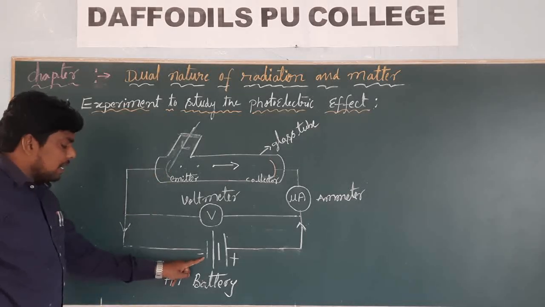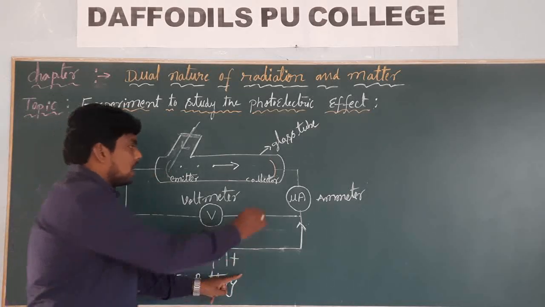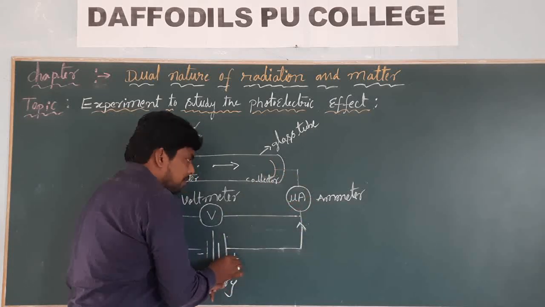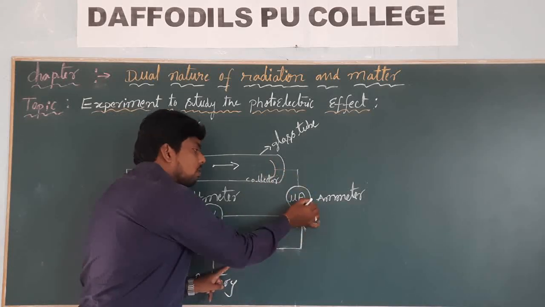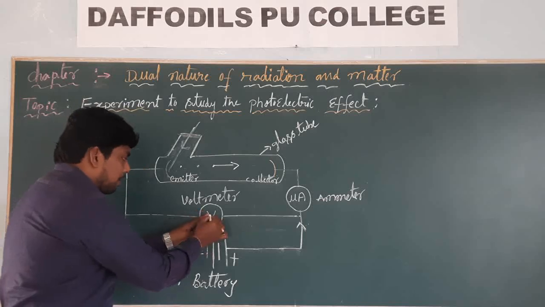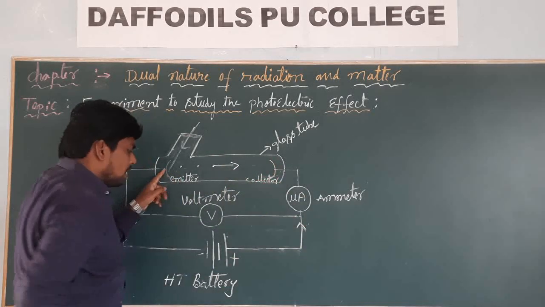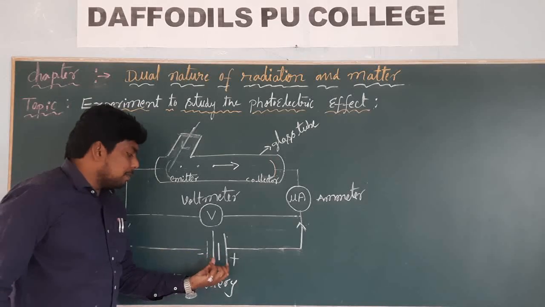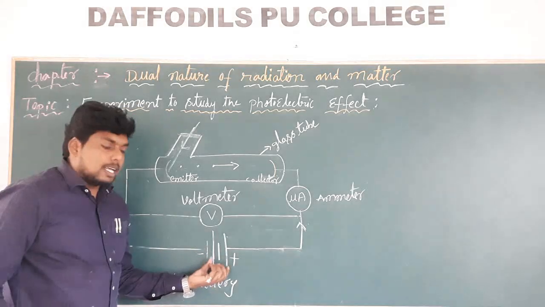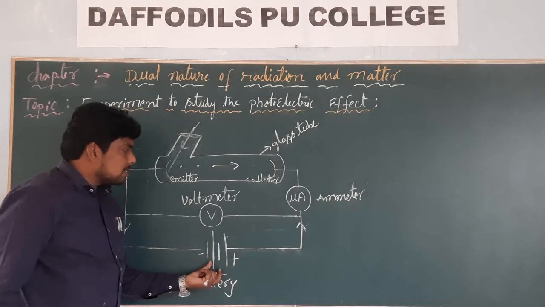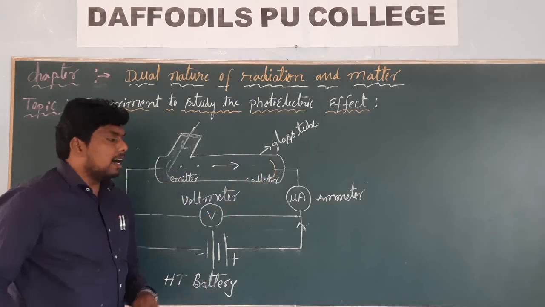The emitter plate is connected to the negative terminal of the battery. The collector plate is connected to the positive terminal of the battery through what? Microammeter. Again, a voltmeter is connected across what? The emitter plate and collector plate. What is the function of the battery? It provides the potential difference and creates the electric field between the emitter and collector.